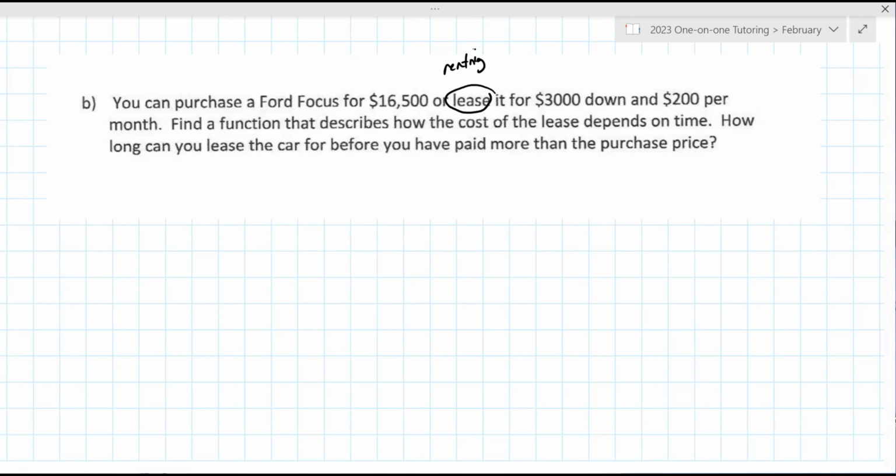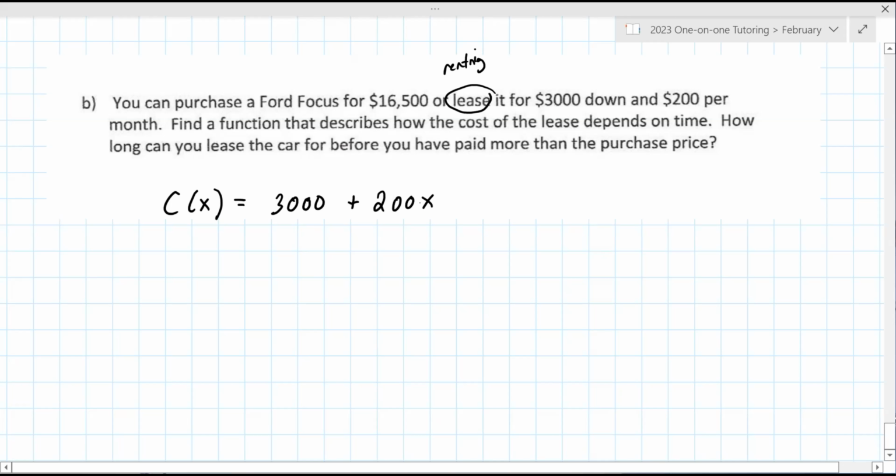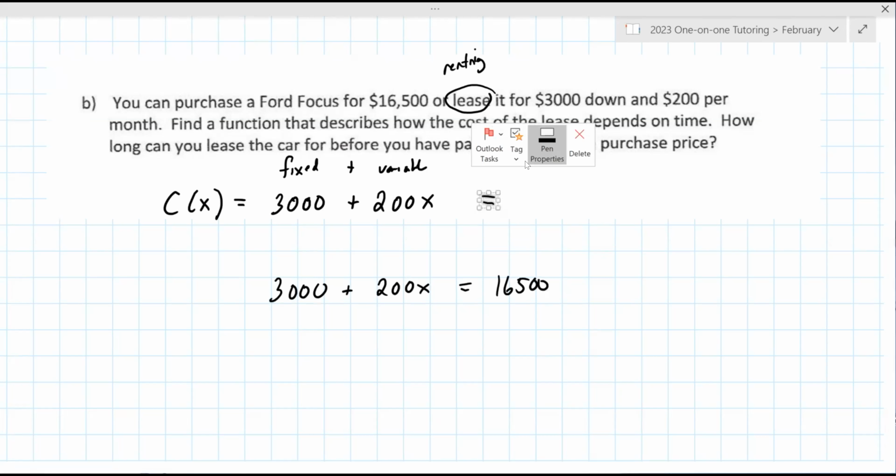All right, so the cost of the car is what you start with. You have to put $3,000 down, and then you add to it $200 a month. Okay, so that's your cost function. It's very, very straightforward. Something maybe we saw earlier. It's the fixed plus the variable cost. Okay, and then at some point we want to know, well, when does this equal? We do that in the next line. When does this equal 16,500? And so, can you solve this for us for x?